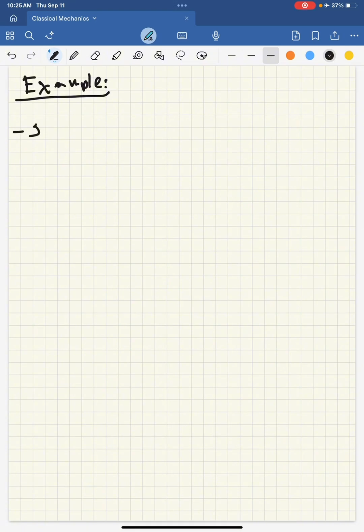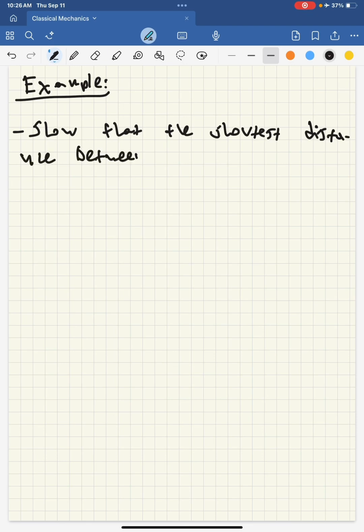So let's see another example before I stop the video. So we have to show that the shortest distance between 2 points that happen to be on a plane, so 2 points on a plane, is a straight line.